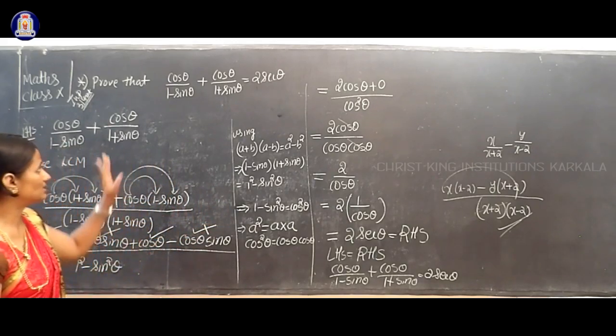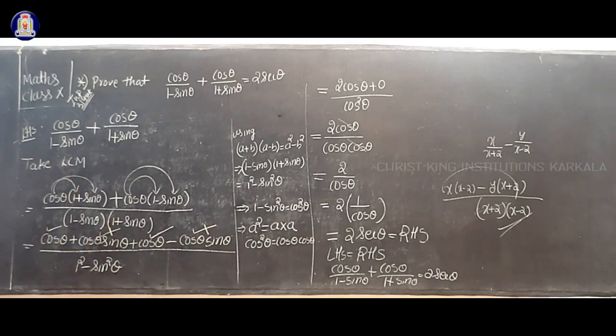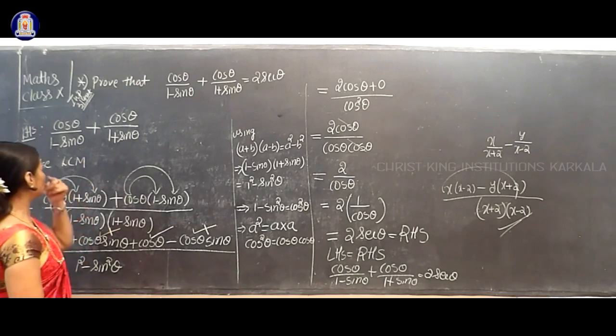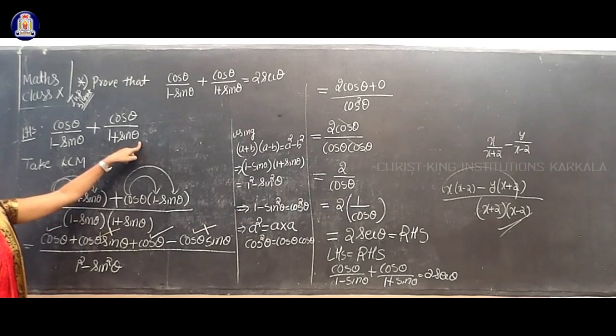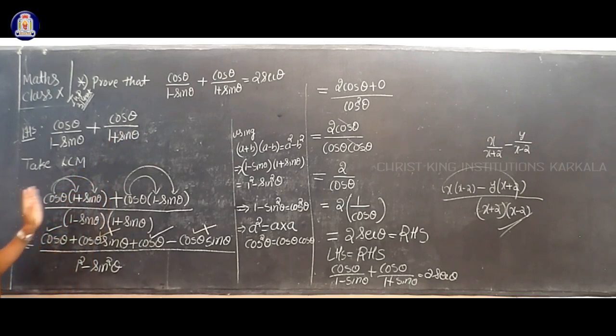This is important: the same question we can do in 3 different methods. One method is by taking LCM. Try to simplify in the other 2 methods. I'll just explain here what the methods are. If you see this part and the next part, what is common here? Cos theta is common, right? So you can take cos theta outside. What will you get? 1 divided by 1 minus sin theta plus 1 divided by 1 plus sin theta. Next you can take LCM and simplify. Then you will get the answer, that is 2 secant theta. Depending on the answer you have to rearrange the simplification.